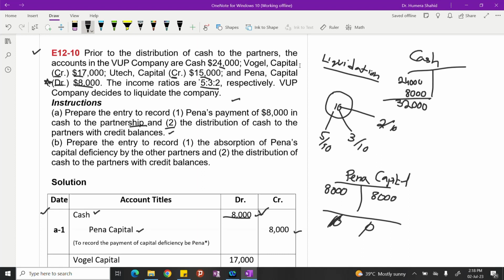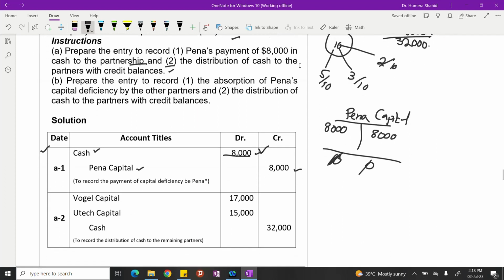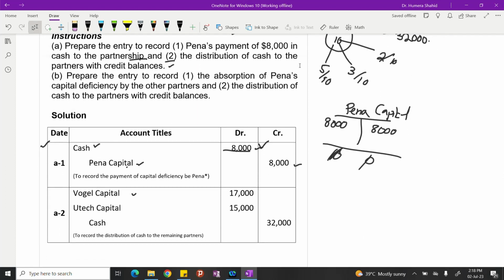Let's check capital balances. Vocal capital is 17,000. UTEC capital is 15,000. 17 plus 15 is 32,000. Distribute, right? So Vocal will get his claim back. Vocal capital will get debit. UTEC capital gets debit. 17,000, 15,000, and the cash will be distributed. And after that, nothing will be in the business.